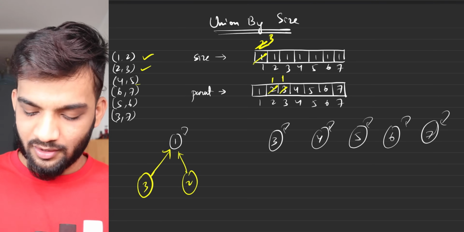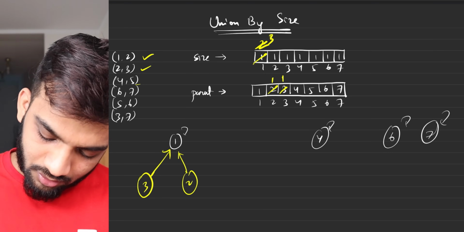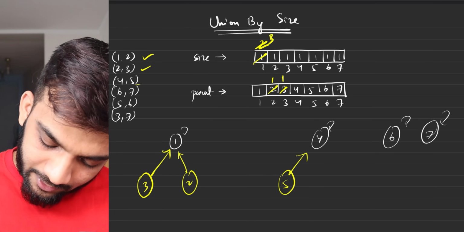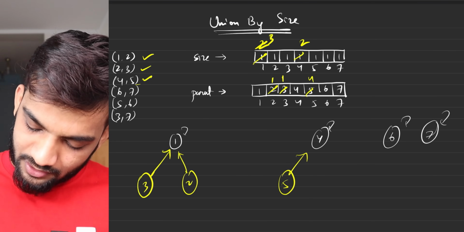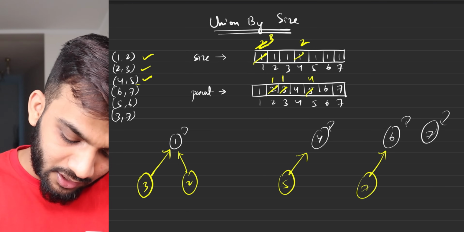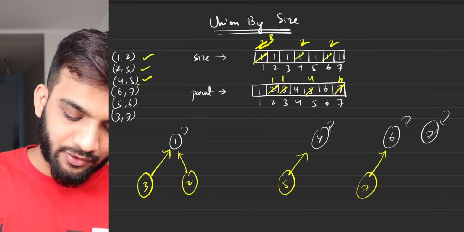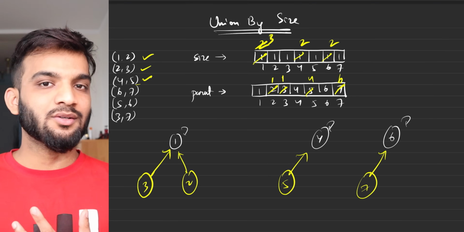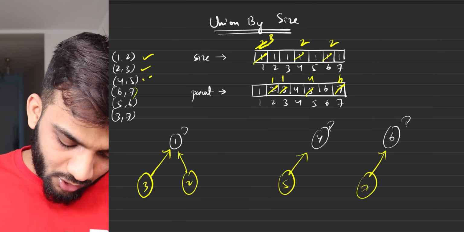Next is 4 and 5. So what I'll do is I'll just omit this and I'll just assign 5 to this guy. And 5's parent will be 4 and 4 will increase the size of 2. Next will be 6 and 7. So I'll assign 7's parent to 6 and I'll increase the size over here. Perfect. Done. Next is where you understand. So 6 comma 7 is done.